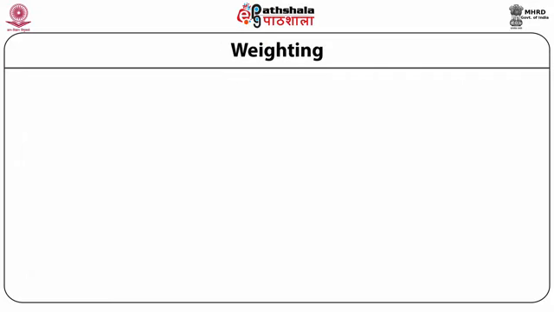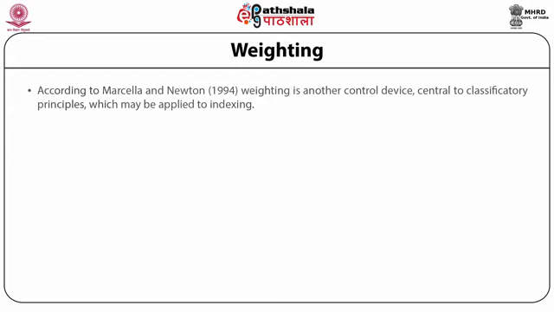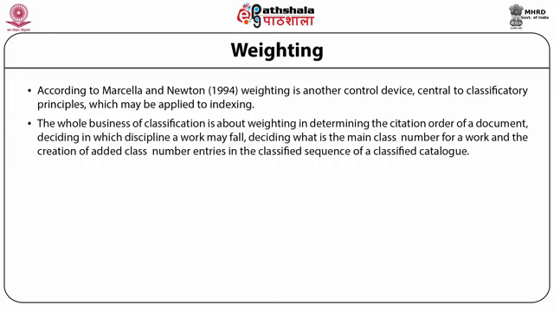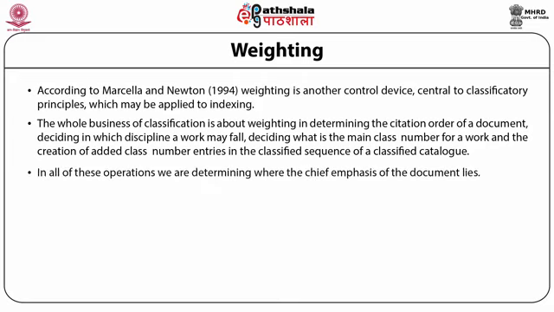Another method for indexing is weighting. According to Maltby and Newton, weighting is another term control device central to classificatory principles which may be applied to indexing. The whole business of classification is about weighting: in determining the citation order of a document, deciding in which discipline a work may fall, deciding what is the main class number for the work, and the creation of added class number entries in the classified sequence of a classified catalog. In all of these operations, we are determining where the chief emphasis of the document lies.